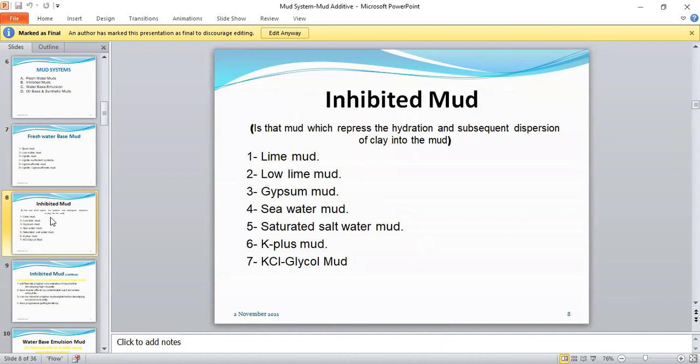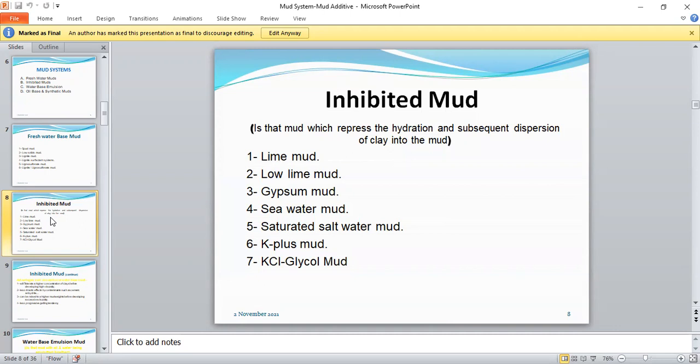Then we have inhibited mud. Remember, I told you that inhibited muds remove water from the formation. They make the clay, the shale, not react with water, because the mud that you're using to drill is water. And when water and clay meet together, definitely clay will absorb water and the clay will swell. When it swells, there is no way you can drill. Your pipe cannot continue to go up and down. Your bit cannot continue to drill. The clay will hold it.